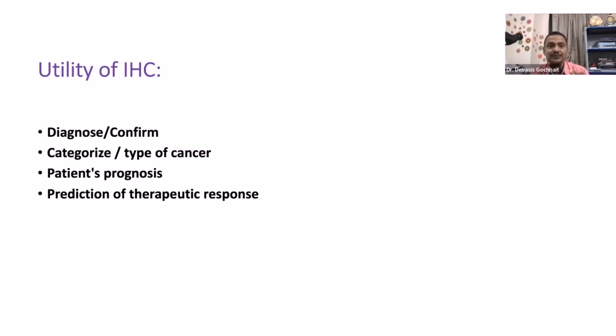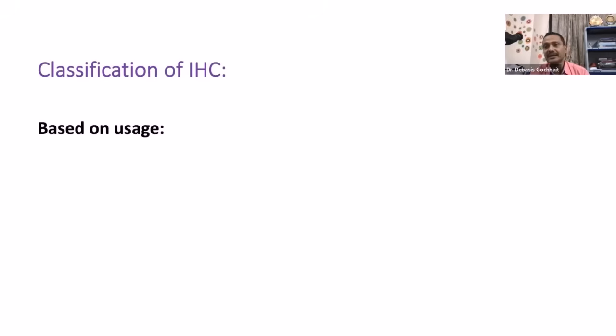So it helps us to diagnose, it helps us to categorize, it helps us to decide prognosis, as well as helps in prediction of therapeutic response. Now remember, what I am giving you is a simplified version, but in real life it is not that simple. I am giving you just one example. There are multiple utilities of IHC. Now how are they classified? Based on usage. Diagnostic, I have already told you, CK and LCA. If I have a tumor, if LCA is positive, it's lymphoma. If CK is positive, it's a carcinoma.